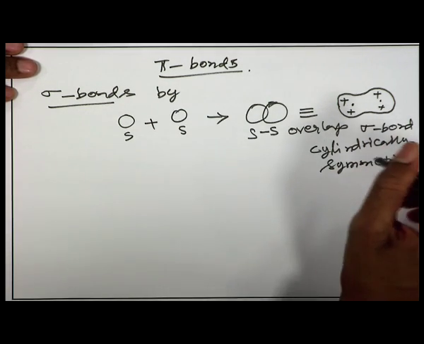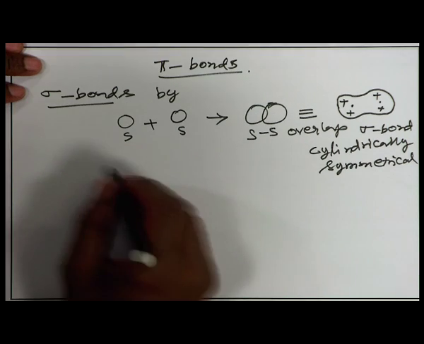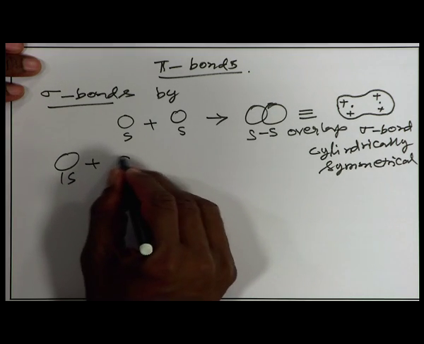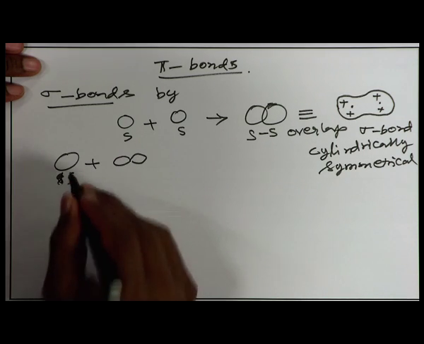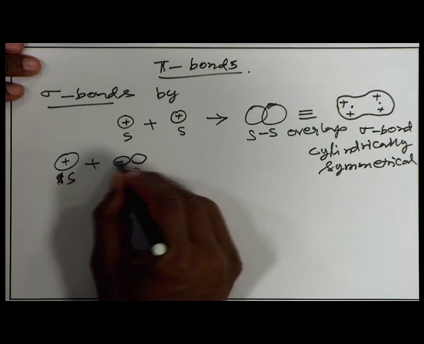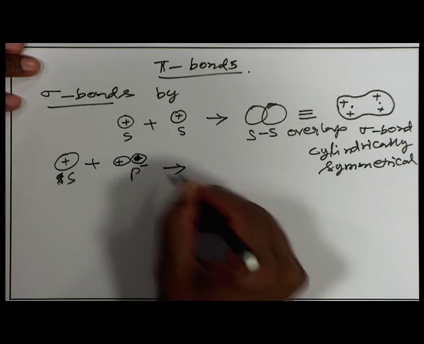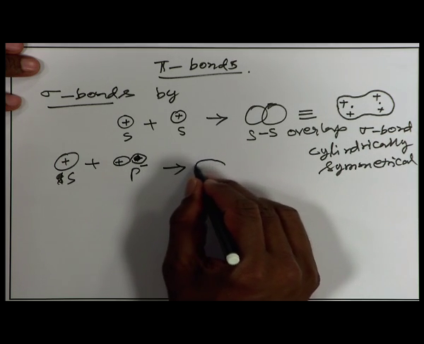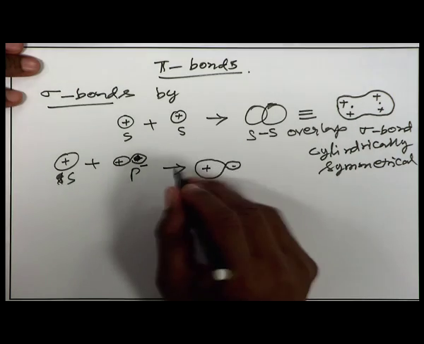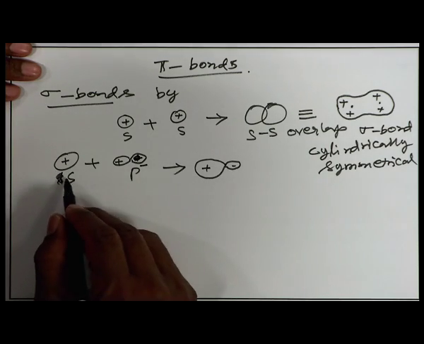This sigma bond is cylindrically symmetrical, and the same sigma bond could also form by the overlap of the hydrogen 1s orbital with a p orbital, or any s orbital. This is a p orbital. The sign of the wave function should be given: this is positive, and this is negative. So, this is again a sigma bond formed between an s orbital and a p orbital.